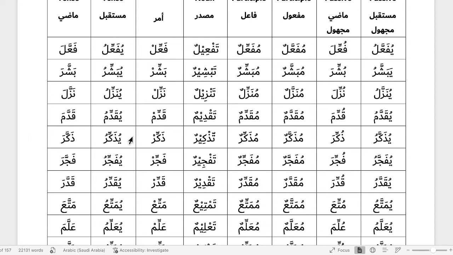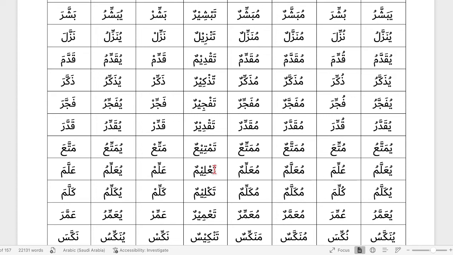Zakara yuzakkiru, zakkir, tazkirun, muzakkirun, muzakkarun, zukkira, yuzakkaru, fajjara yufajjiru, fajjir, tafjirun, mufajjirun, mufajjarun, fujjira, yufajjaru, qaddara yukaddiru, qaddir, taqdirun, muqaddirun, muqaddarun, quddira, yukaddaru, matta yumattiyu, matti, tamtiyun, mumattiyun, mumattaun, muttiya, yumattau.